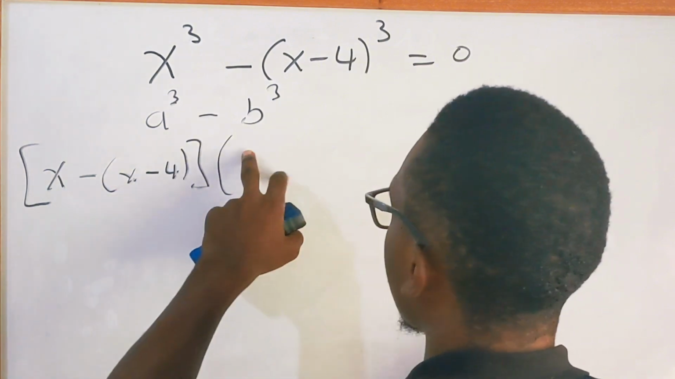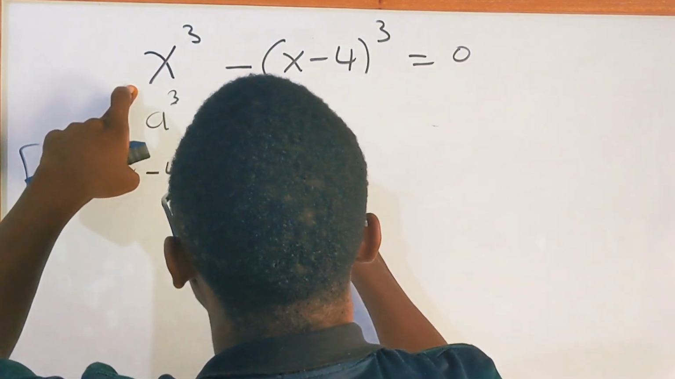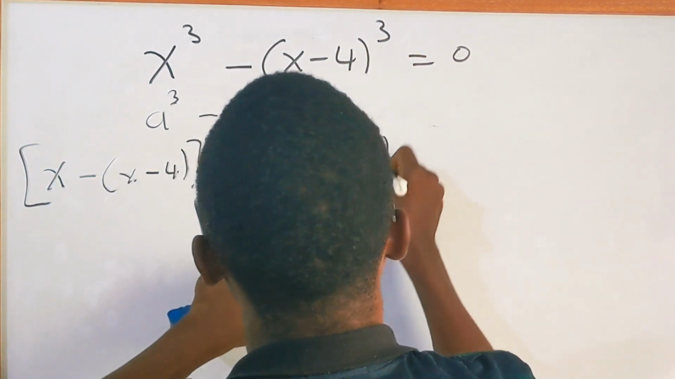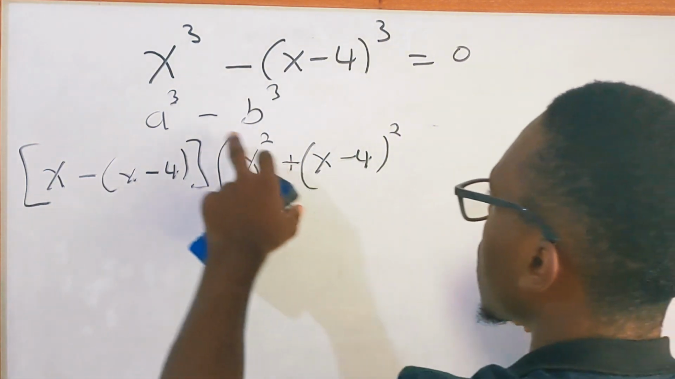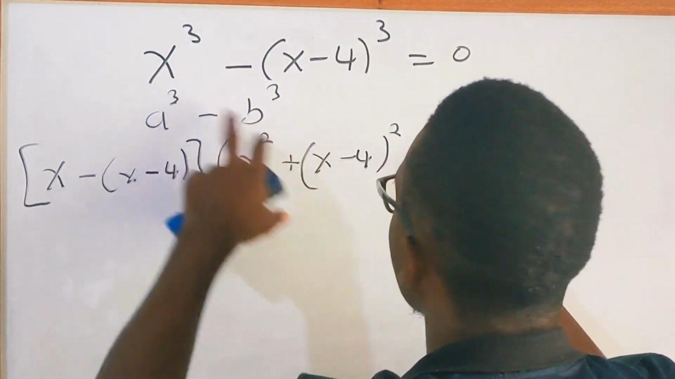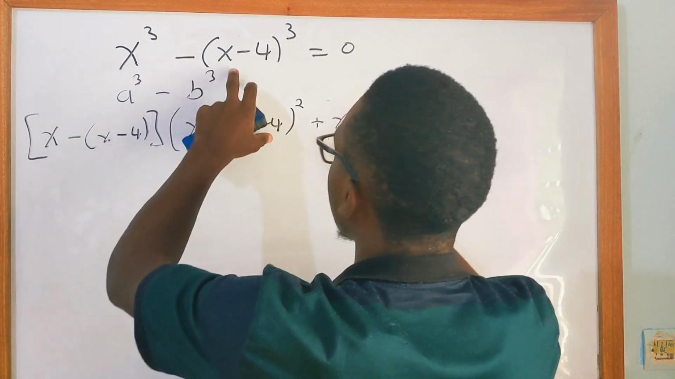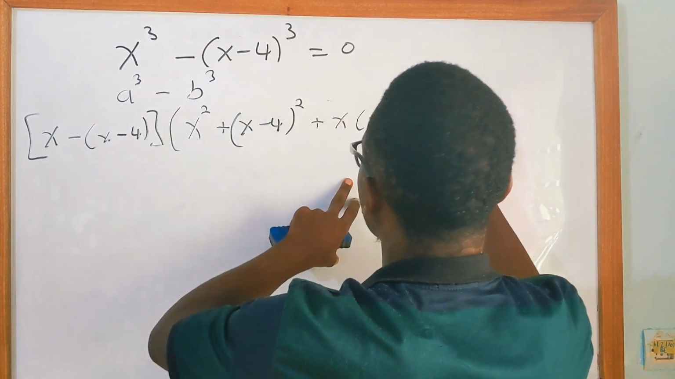Therefore, we have what? A square, x square, plus what is b square, that is x minus 4 all square. Okay, x minus 4 square plus what? Ab, that is x into x minus 4. Okay, that is what we are going to be having at the end.